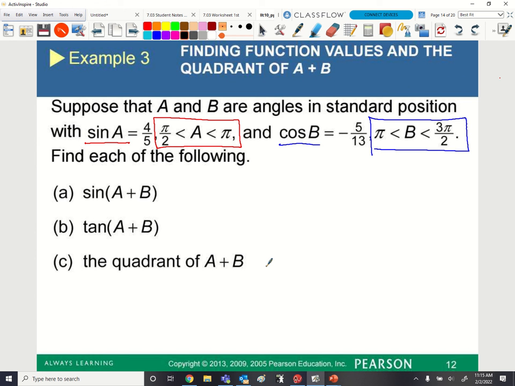So let's think about this. Now we're trying to figure out quadrants here. Okay, listen up, please. Now for part C, we had sine of A plus B. We came up with an answer of, what was my answer on that one? 16 over 65. Right? So 16 over 65 for that one. And tangent was 16 over 63.